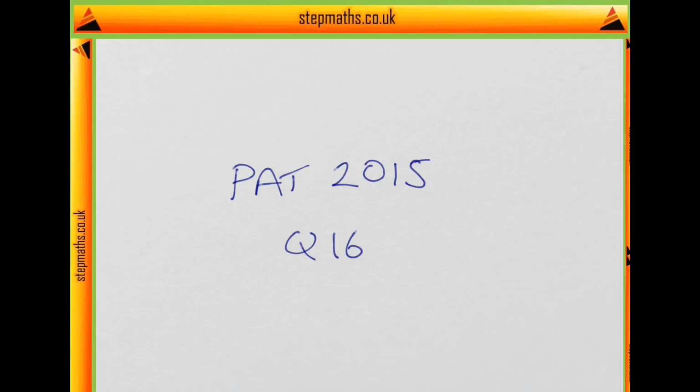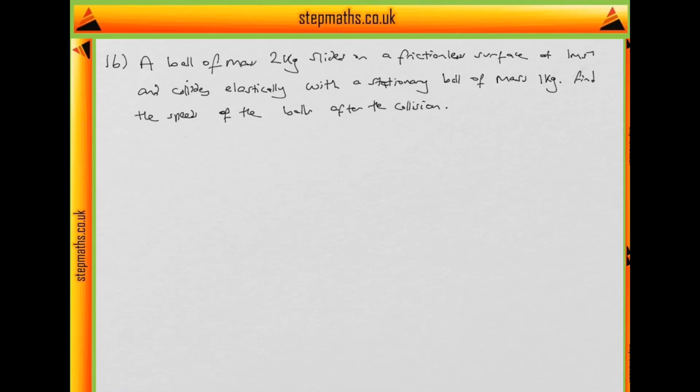Hi, today we're going to be looking at the 2015 PAT paper and going through question 16. So question 16 is a question involving a collision. A ball of mass 2 kilograms slides along a frictionless smooth surface at 1 meter per second and collides elastically with a stationary ball of mass 1 kilogram. And we're asked to find the speeds of the balls after the collision.